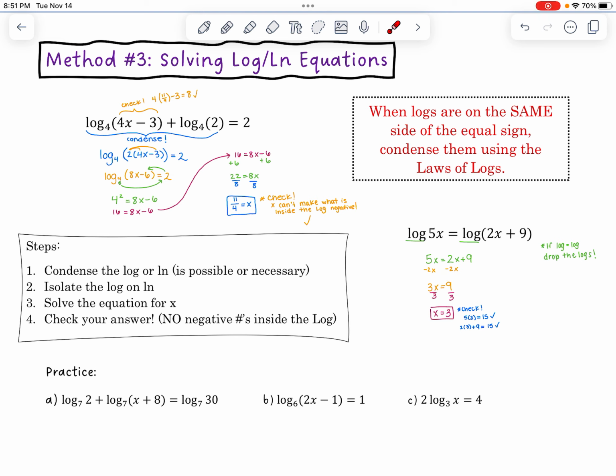So we have 5x equals 2x plus 9. From here, I'm going to solve for x by getting the x's to one side, so subtracting 2x over, and I get 3x equals 9. Finally, divide by 3, and we get x equals 3. Now still, because we started with logs, we have to check. If I plug in 3 for 5x, that's 15, and that's positive. And if I plug in 3 for 2x plus 9, that is also 15 and also positive. So in both cases, this answer works.